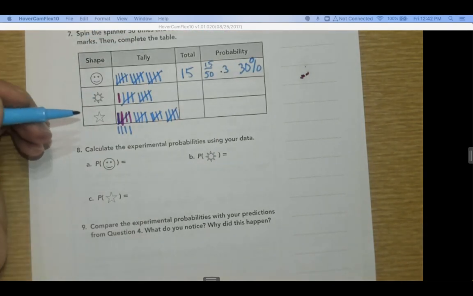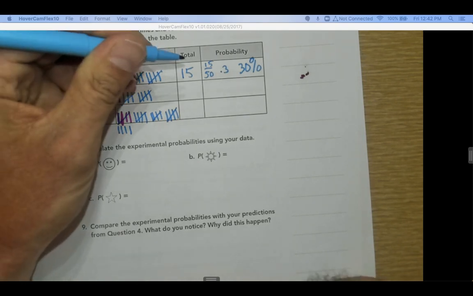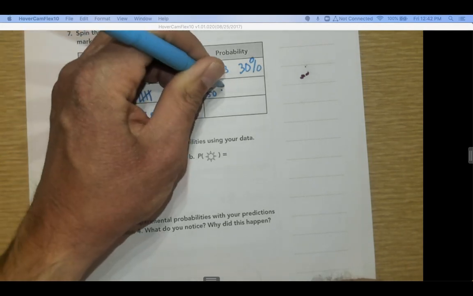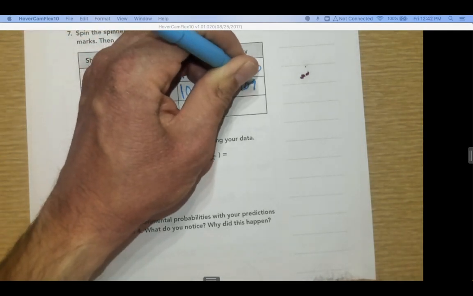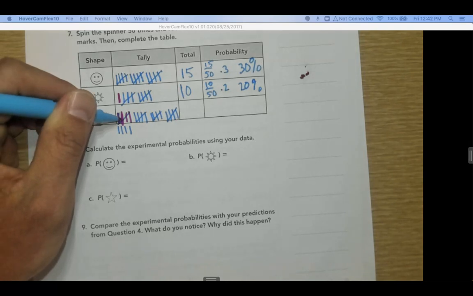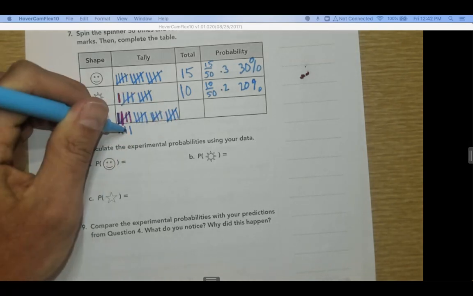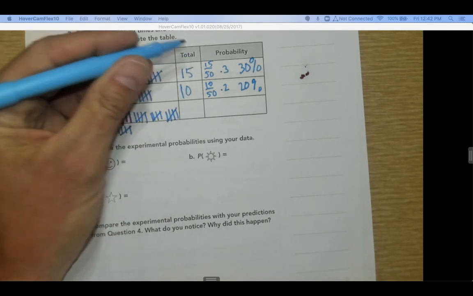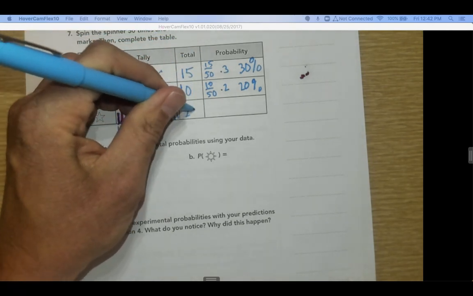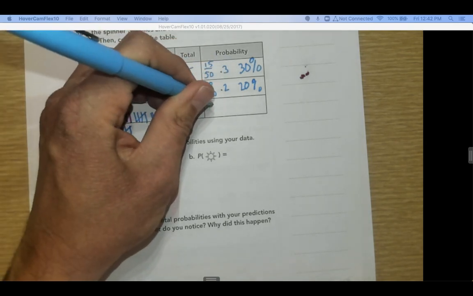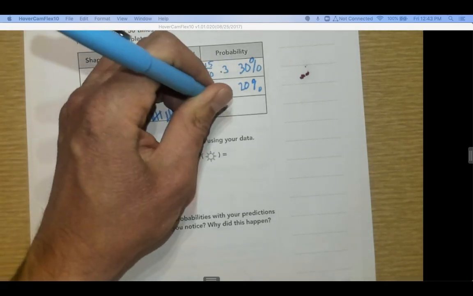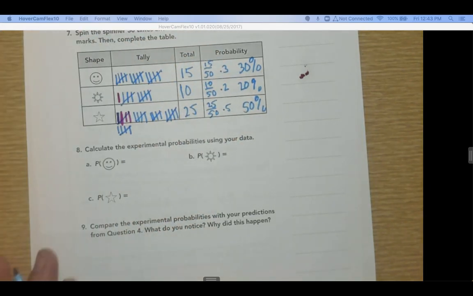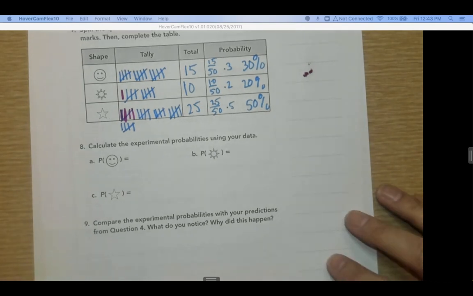Sorry. Sun, 10, 10 out of 50, 0.2, which is 20%. Star, 5, 10, 15, 20. It's got to be 25. I'm sorry. 25. I'm not spinning again. My spinner's broke. 25. 25 out of 50, 0.5 or 50%. Wow. Pretty impressive.